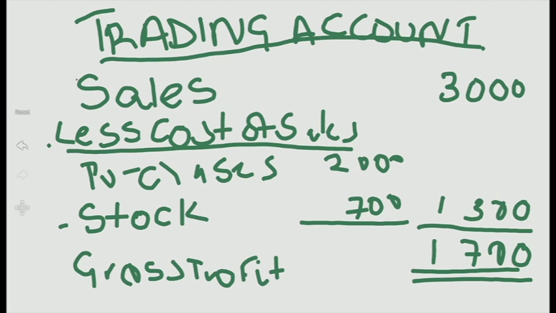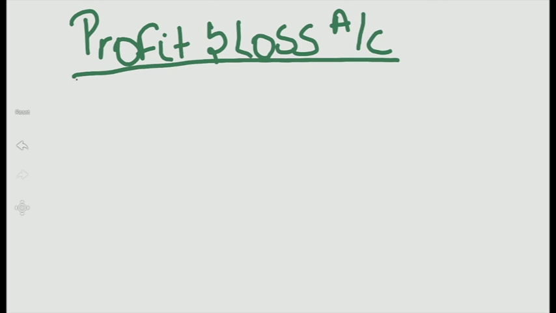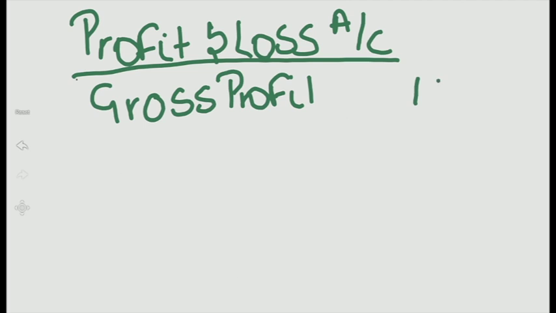It has to be transferred to our net profit, which is going to help us to calculate our net profit. So where is our net profit? Our net profit is going to be found in our profit and loss account. We open the profit and loss account. Our profit and loss account will start with gross profit, the one that we have calculated. It is 1,700, less expenses.